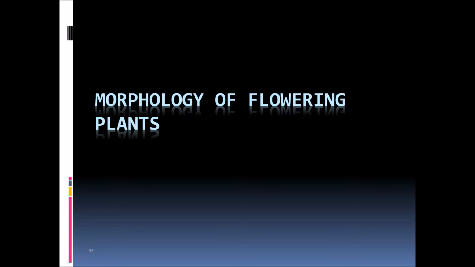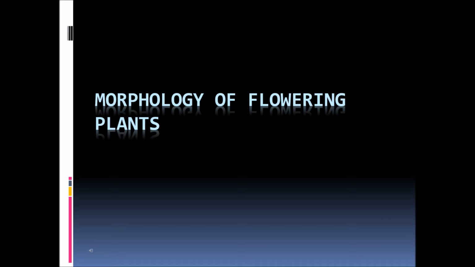So, today we are going to start with the morphology of flowering plants. This is a new unit that we are going to start today. So, what is morphology? Morphology is the study of the external appearance or the form or structure of the plants or animals. In this unit we are going to discuss the morphology of the flowering plants alone.